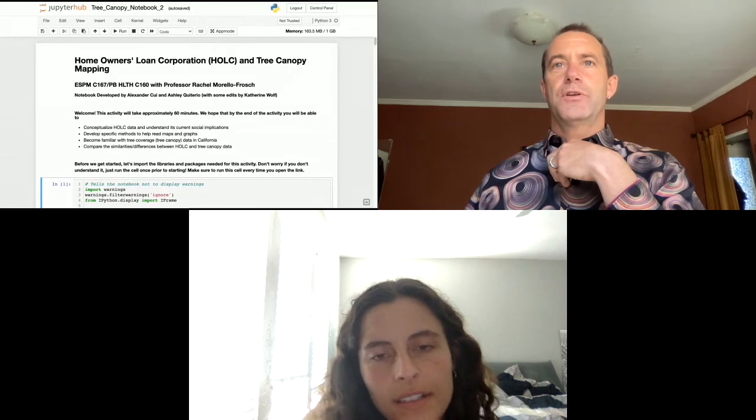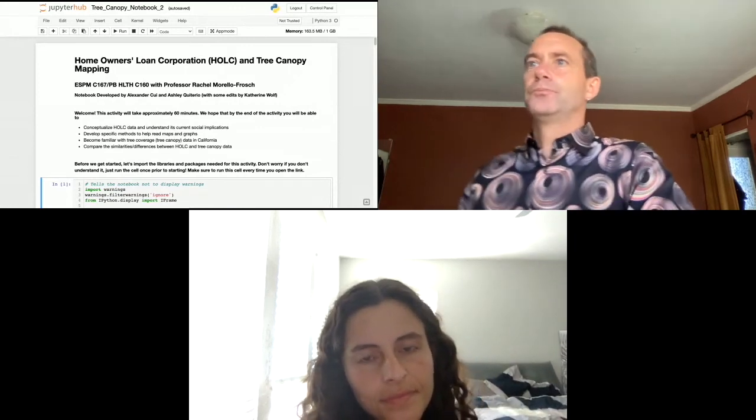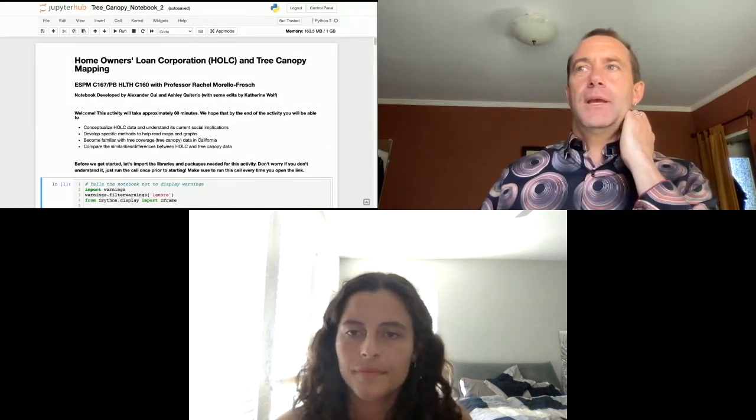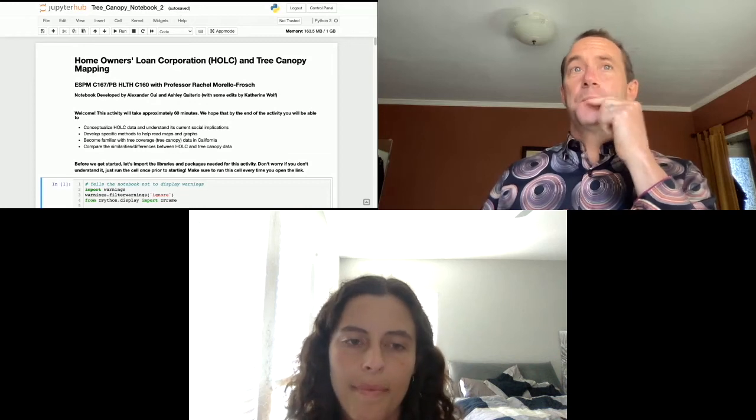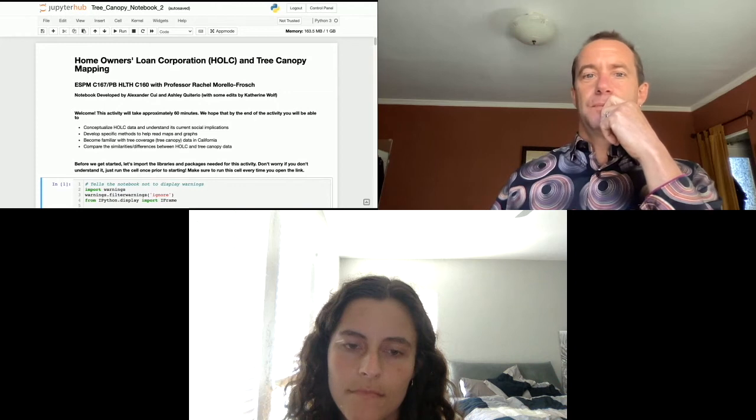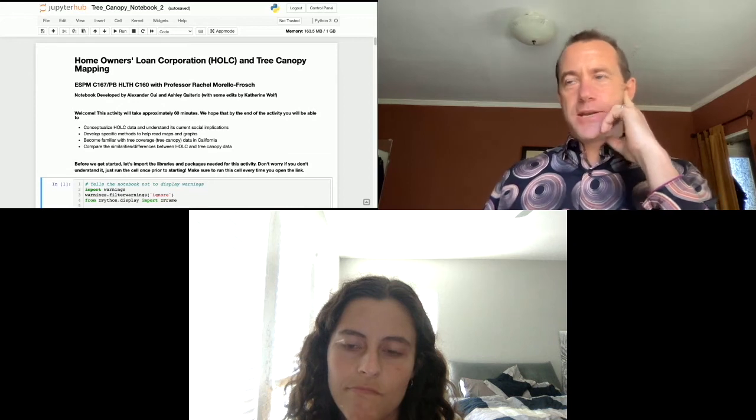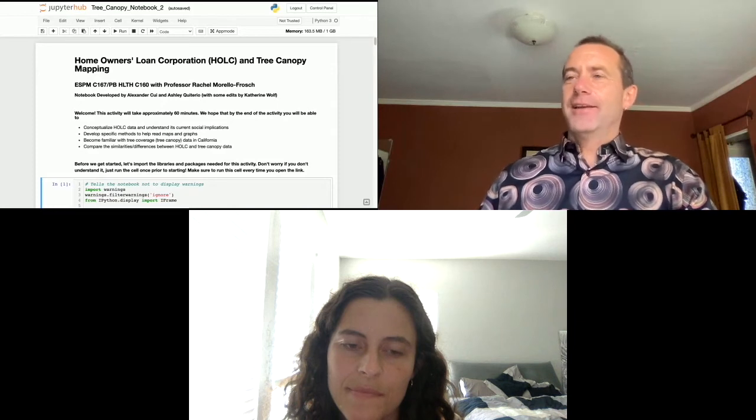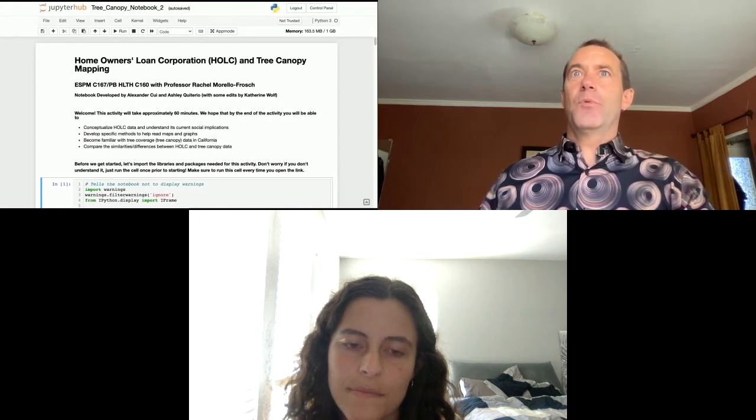Yeah. So there's a folder called Lab 2. And then in Lab 2, it's called Tree Canopy Notebook. So the idea here, and on the first day, John De Niro mentioned the fact that geographically you can find a lot of things that correlate with the structural racism way that our cities are built. And this is another application of that.